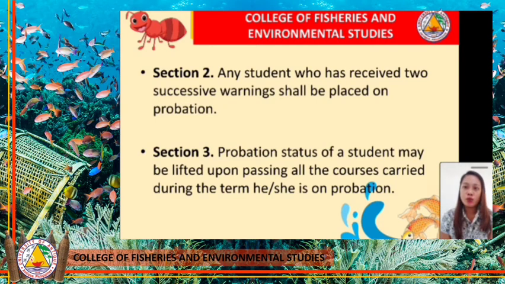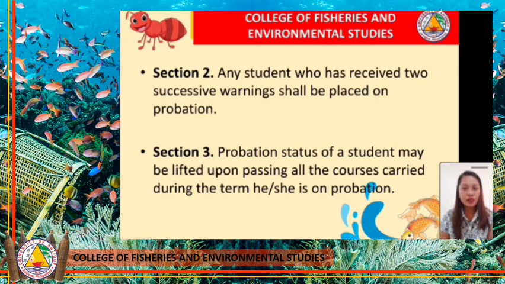Meaning to say, when you are put under warning for 2 successive semesters, following that semester, you will now be placed on probation. Now, what will happen if you are now under probation? You go back to our guide, stated there that you will only be allowed to take 15 units only.